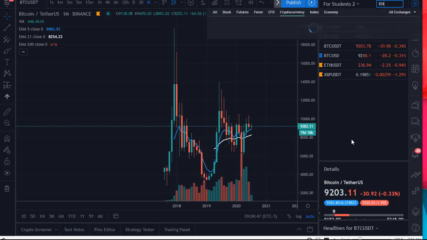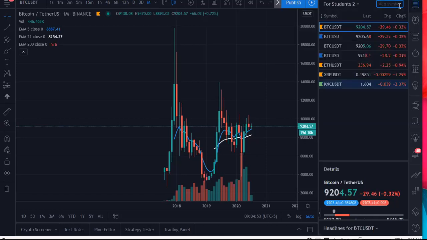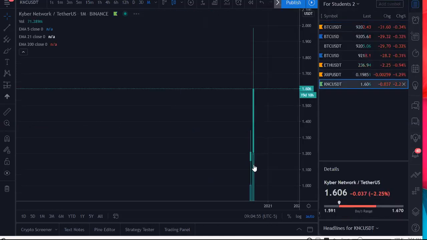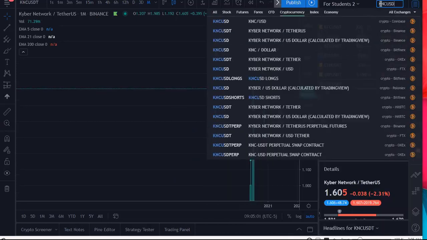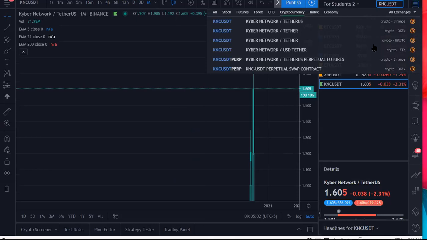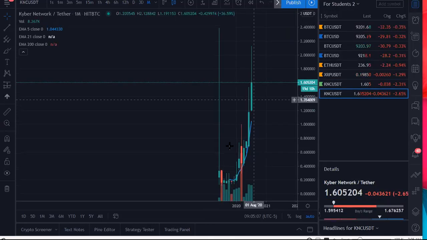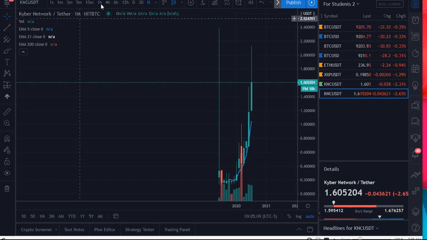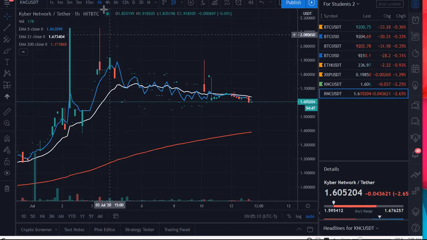Here's one, KNC USDT, which is Kyber Network. Okay, that's a new addition to Binance. You see, it's only been there since last month. If we use KNC USDT, we can look at HitBTC and realize that it's been there for a lot longer. Do you see this? That's the difference. Now, the problem with HitBTC is the liquidity. Look how bad the liquidity is. This is on a 1 hour.